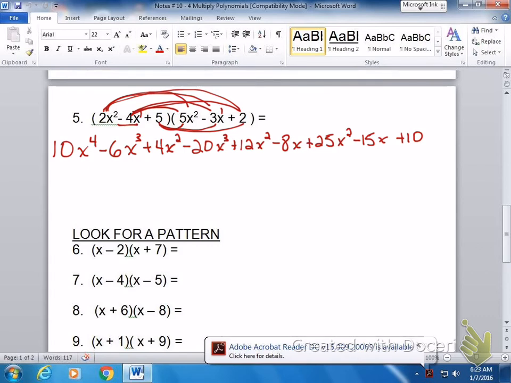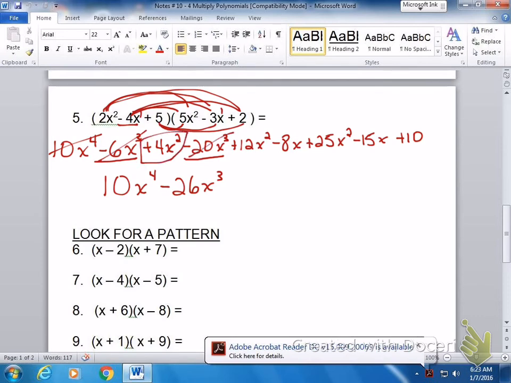So let's go through and combine like terms. The only x to the fourth I have is 10x to the fourth. So I'm going to write that below. Now I have a negative 6x to the third. I have a negative 20x to the third, so I can combine those two. Negative 6 minus 20 gives me negative 26x to the third. I'm going to get rid of that.